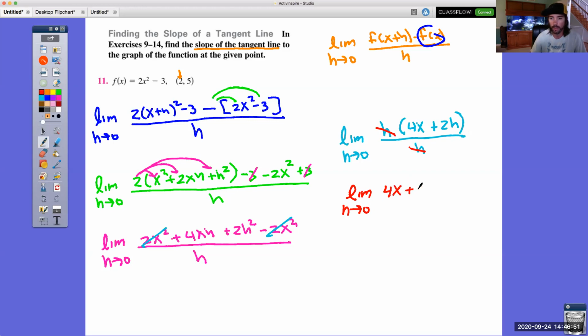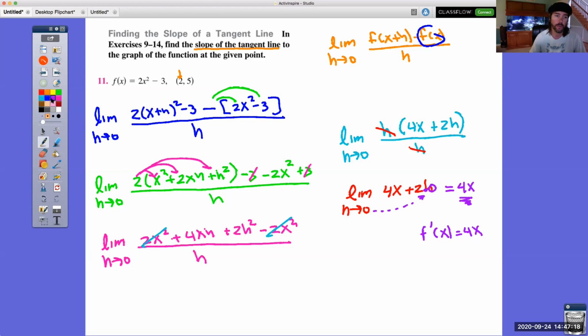4x plus 2h. And now you can evaluate this as h goes to 0. So I'm going to plug in a 0 here. 2 times 0 is 0. 4x plus 0 is 4x. 4x is the derivative. So if f is the original function, f prime is the derivative 4x.